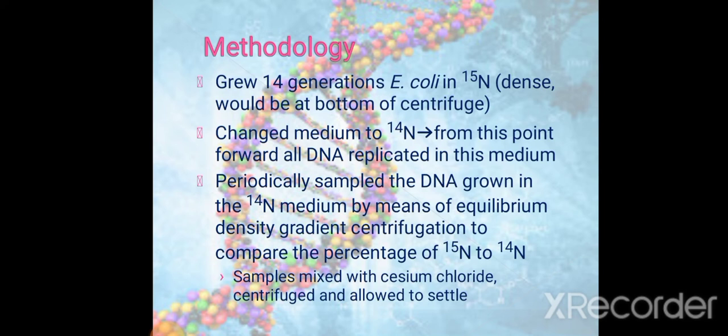Now for this density gradient centrifugation, the DNA sample extracted from the E. coli cells is mixed with cesium chloride. Then the centrifugation is carried out at a higher speed, and then these are allowed to settle down for the formation of bands on the basis of their densities.